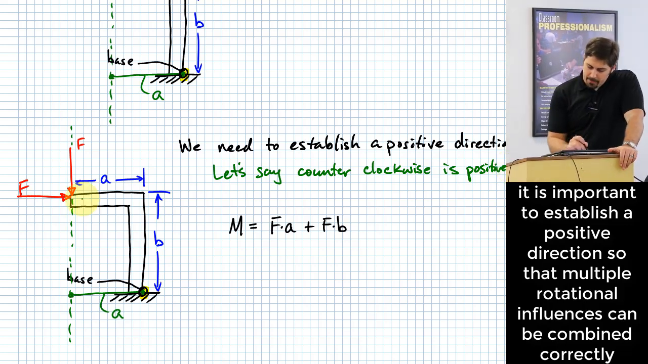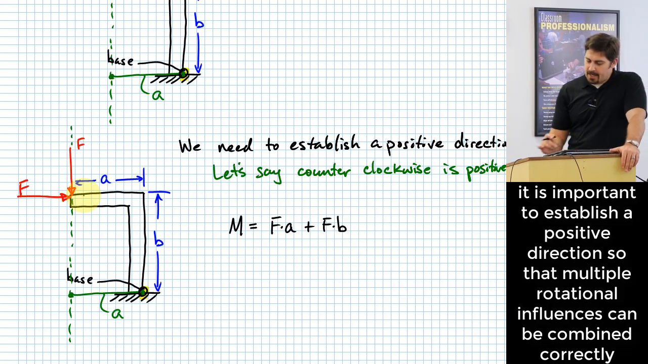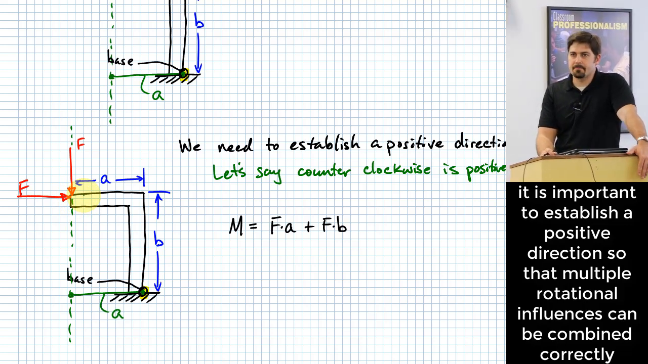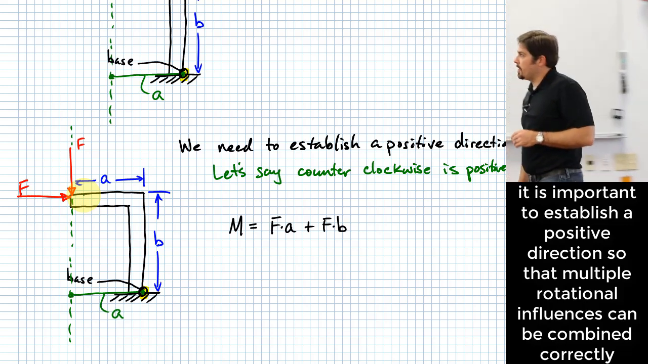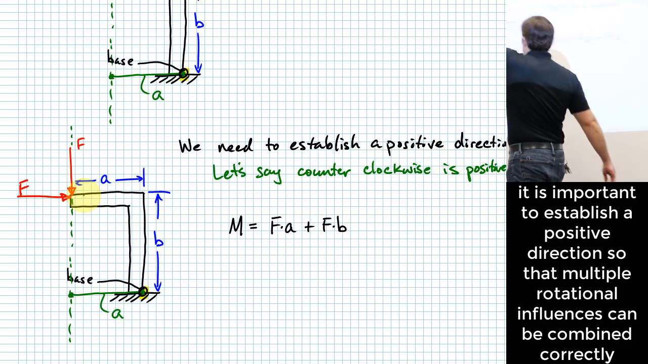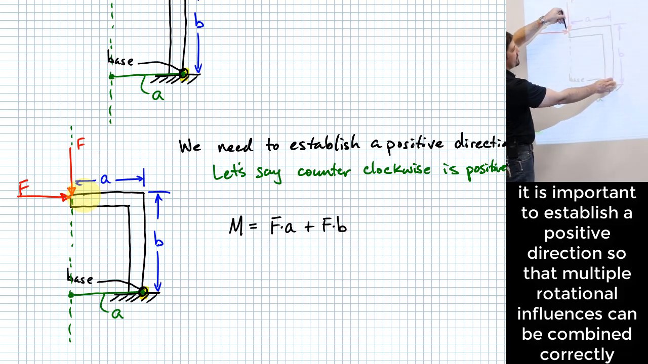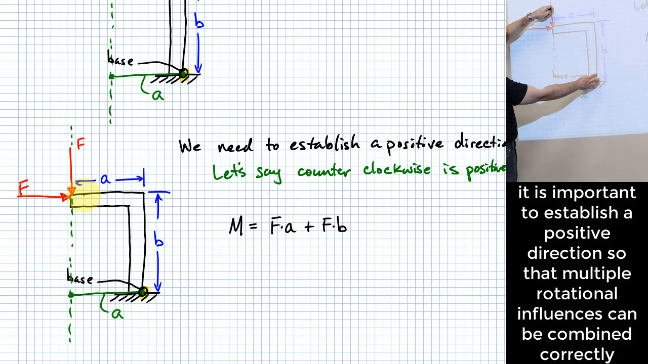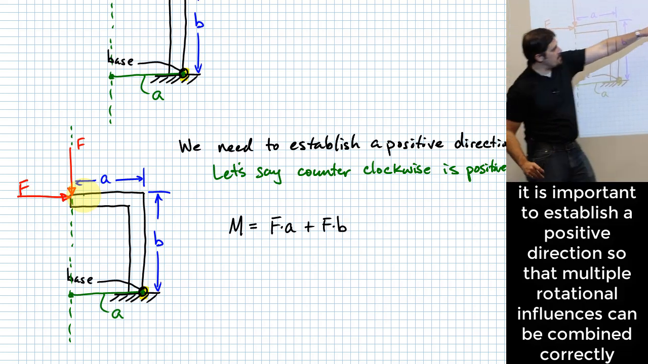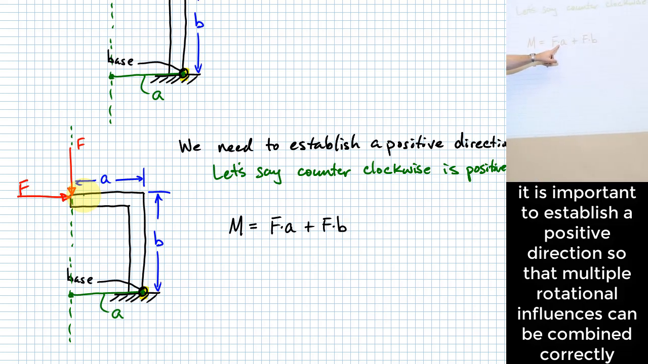The F that's multiplied by A, does it tend to rotate the thing counterclockwise or clockwise? It pushes down like this. If this was actually a physical thing that was resting on the ground, it would tend to make the thing want to do what? Fall over this way, which is counterclockwise. So if I'm saying counterclockwise is positive, this one already has the correct sign.